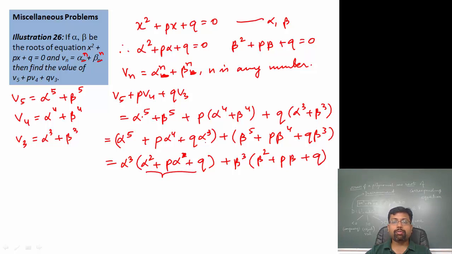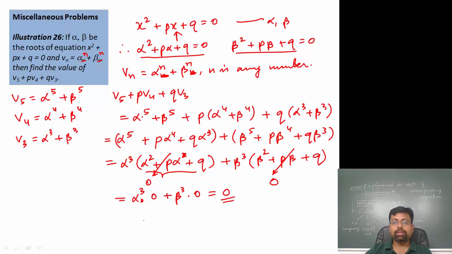And what do we have? Alpha square plus P alpha plus Q is 0. Why? Because alpha is a root of this equation. Hence this will be equal to 0. Similarly, beta is also a root. So beta square plus P beta plus Q is 0. Hence this value will also become 0. So what you get is alpha cube into 0 plus beta cube into 0, and that is going to be 0. So the value of V5 plus PV4 plus QV3 is going to be 0.